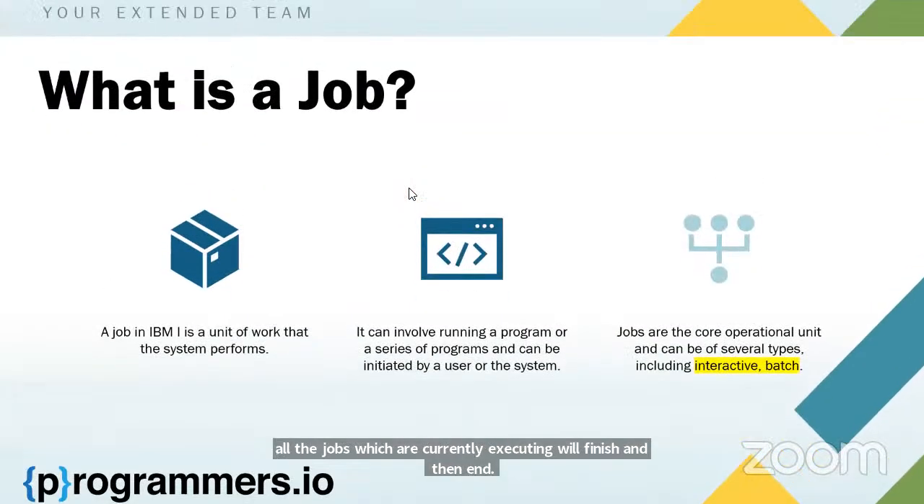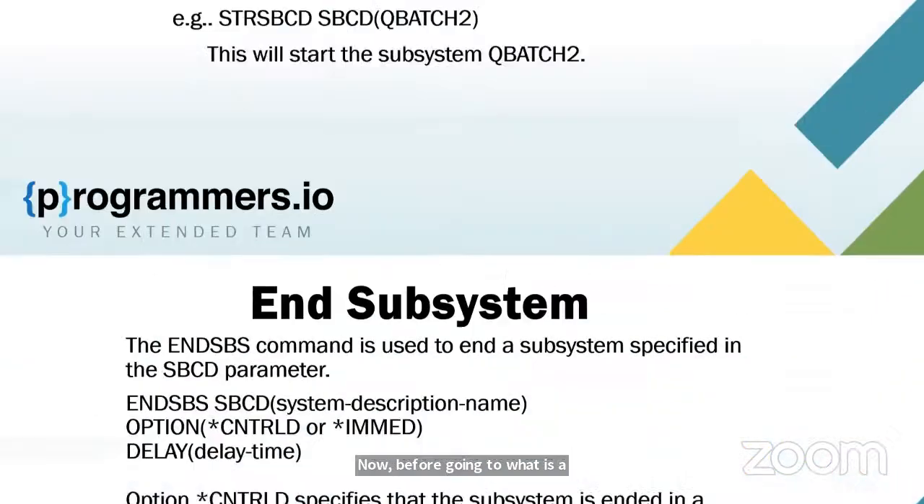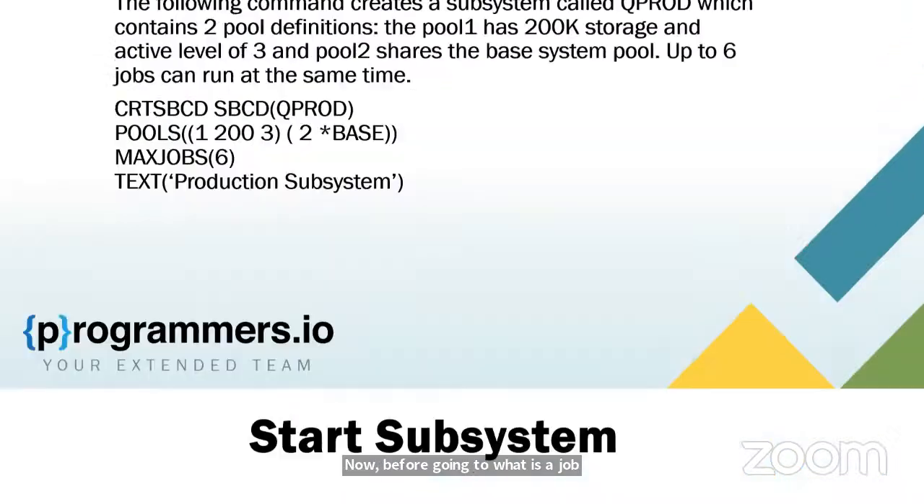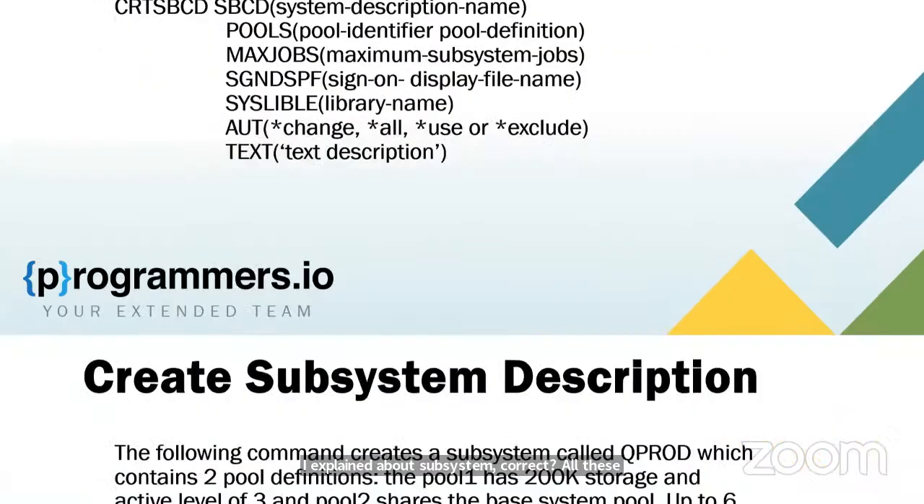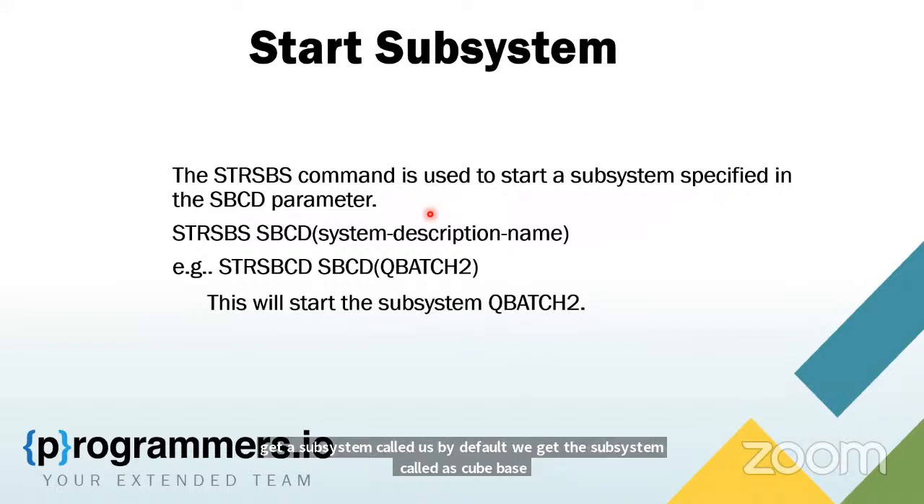Now, before going to what is a job, I explained about the subsystem, correct? All these things I said. So why do we need a subsystem? When IBM i is shipped, we get a default subsystem called QBASE. All the jobs run in QBASE, interactive jobs and batch jobs.